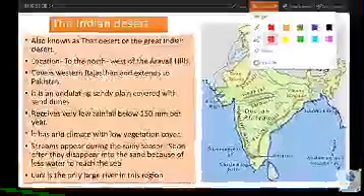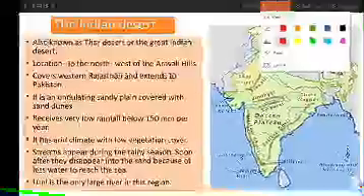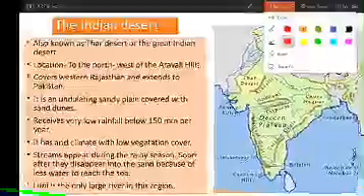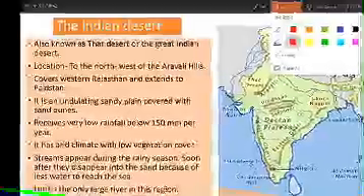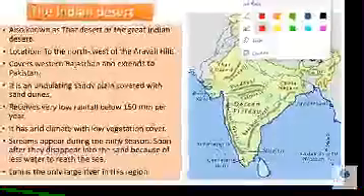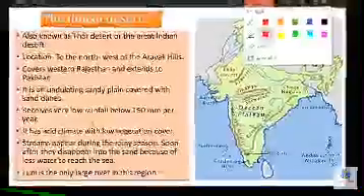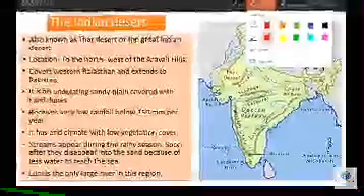Now you might be thinking, it is an arid region, there may not be any river in this region, but if you are thinking so, you are wrong. There is one river in this region and its name is Luni. So Luni is the only large river in this great Indian desert.